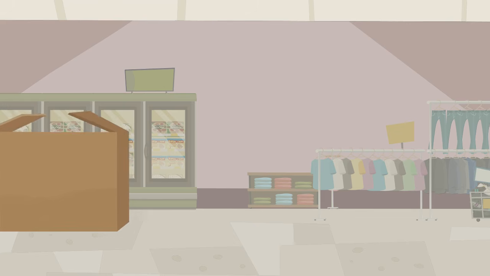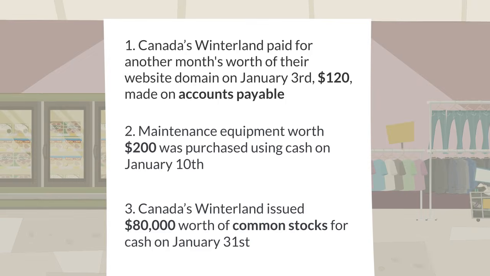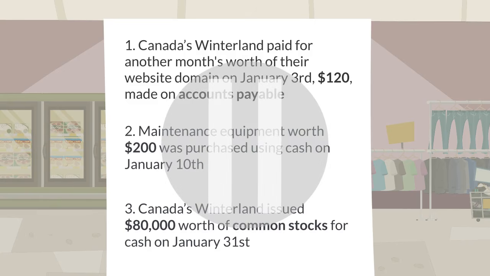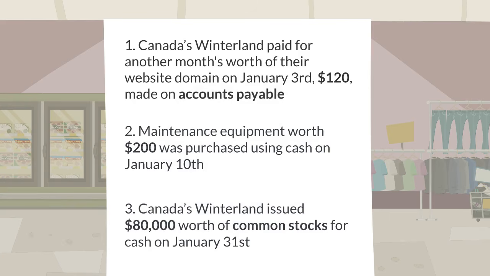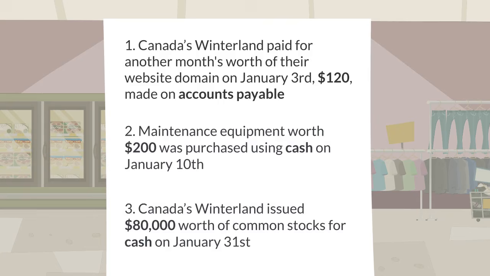We've seen how a sale appears in the journal. Now let's take a look at a couple more transactions. Below are some more transactions Canada's Winterland saw in the month of January. Pause the video and try making journal entries for each of these. Let's take a look at how these transactions will appear in the general ledger.